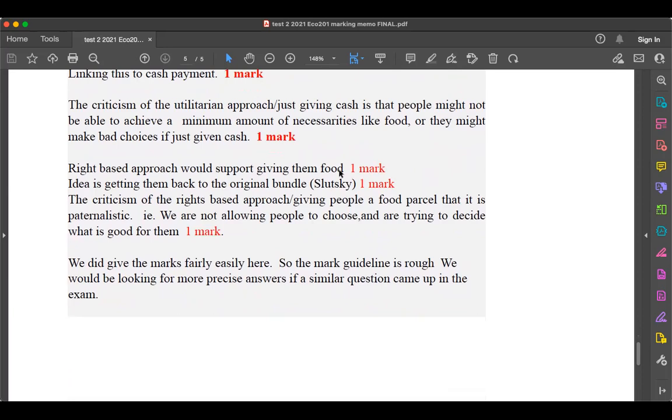The rights-based approach would support giving them food. So there you'd bring up those arguments of the rights approach, saying that we have the right to basic nutrition. And then the criticism of exercising that right would say that it is paternalistic. So what paternalism means is government acts in the best interest of the people. They think that we know what's best for the people, so we will do this. We will choose what's best for the people. That's the whole point of paternalism, or being paternalistic. Yeah, so I just wanted to take you through that.